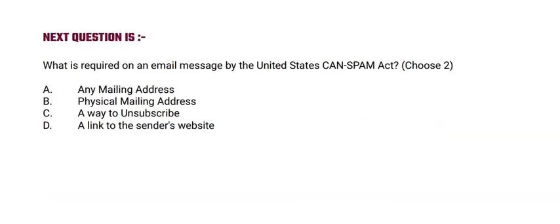Next question is, what is required on an email message by the United States CAN-SPAM Act? Choose two options. And the options are: option A, an email address. Option B, physical mailing address. Option C, a way to unsubscribe. And option D, a link to the sender's website. The correct option is option B and C.